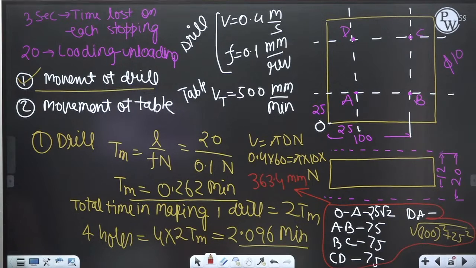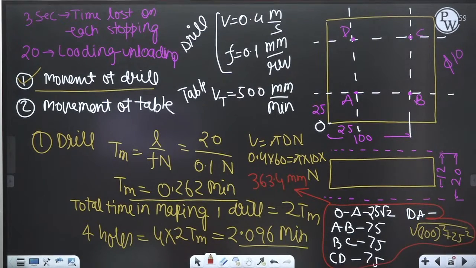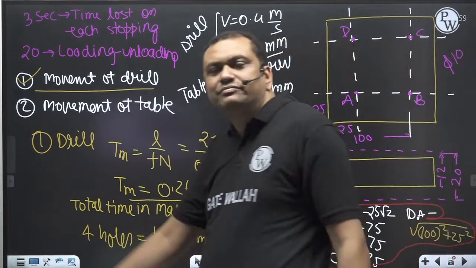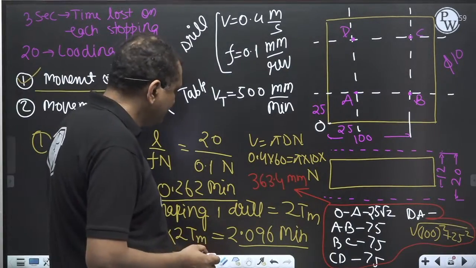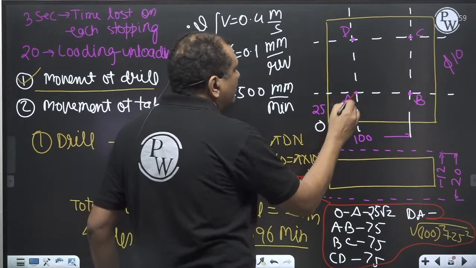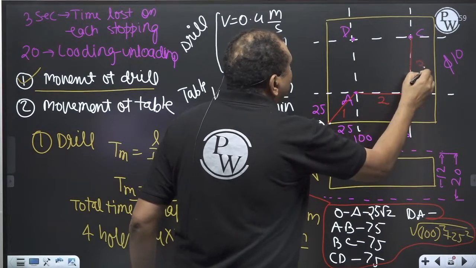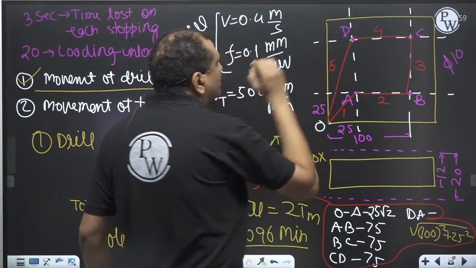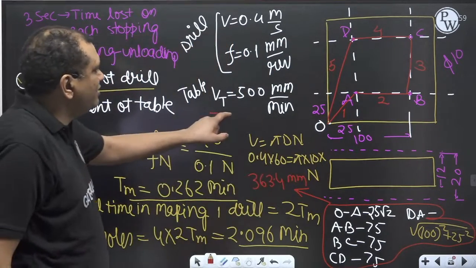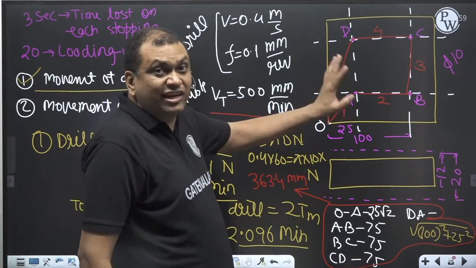Very good. Now everybody should look at me. First movement, second movement, third movement, fourth movement, and fifth movement. Table velocity is this. Now there are 5 movements, so acceleration, deceleration time will be 5 times.